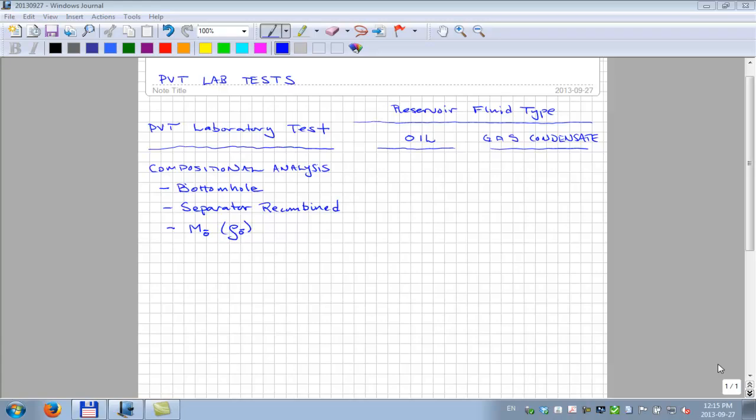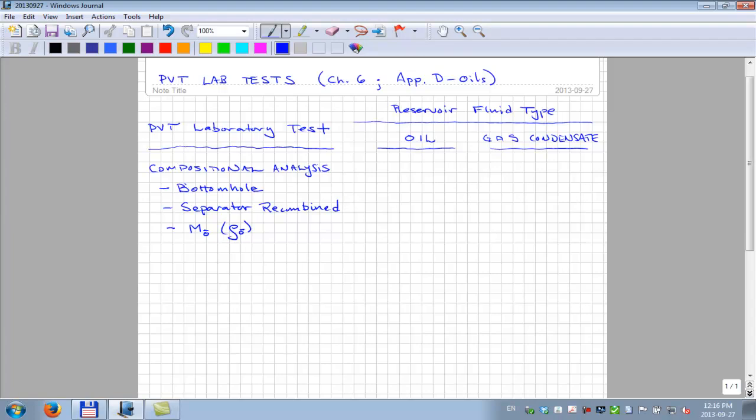Okay, we'll get started. Today we're going to talk about the different types of PVT laboratory tests that are conducted. This is discussed in Chapter 6 of the book, and then we probably won't get to it today, but the special tests that are conducted on oil samples are also discussed in some detail in Appendix D. That's for oils.